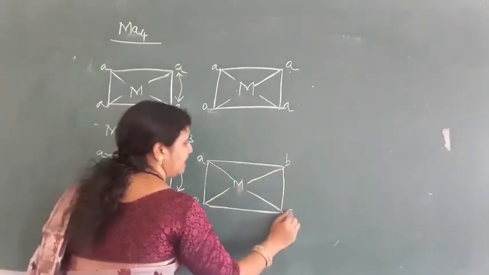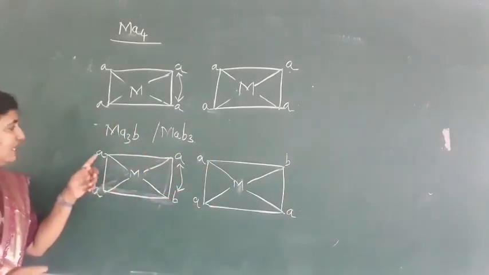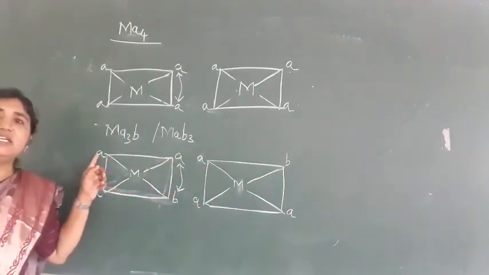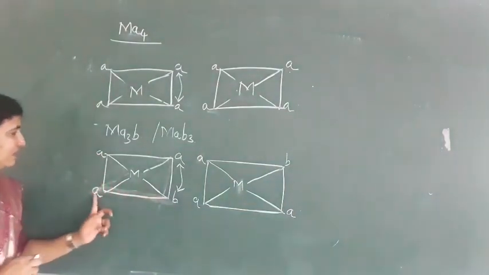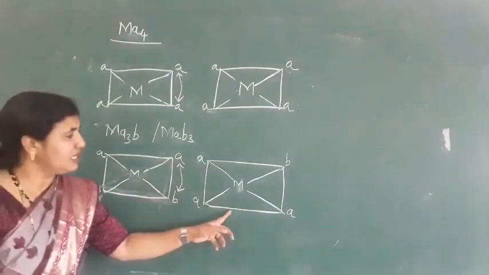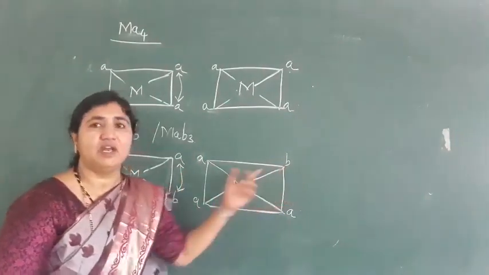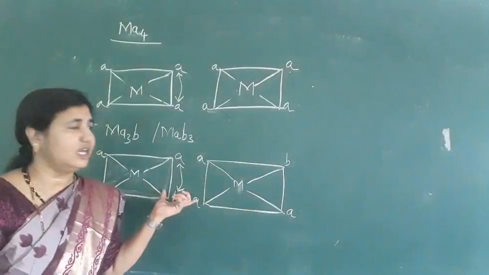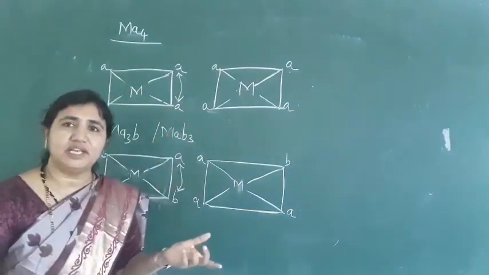Here we have B and here we have A. So in this structure also, see the transposition here. In front of A we have B, and in front of A what do we have here? A. Similarly here, in front of A we have B. So we are getting the same structure here. That's why in both, geometrical isomerism does not take place.